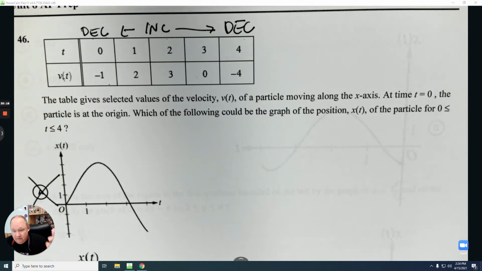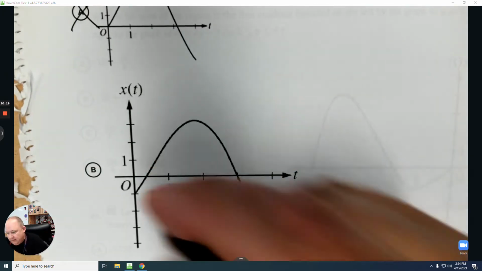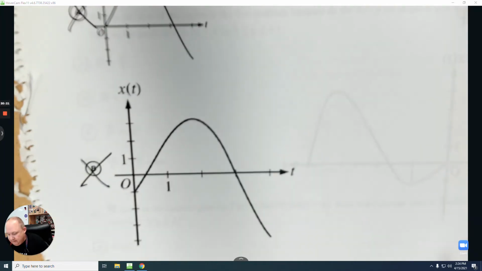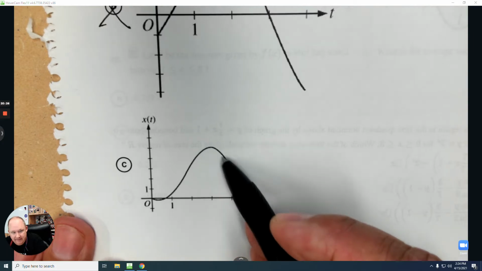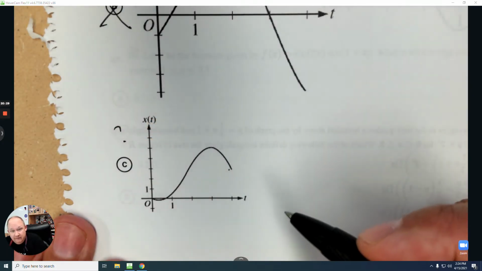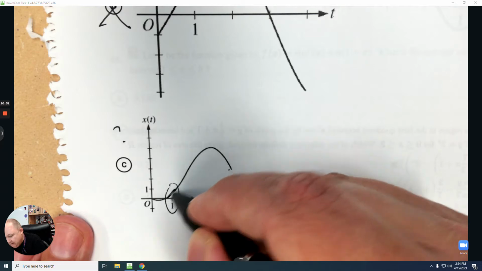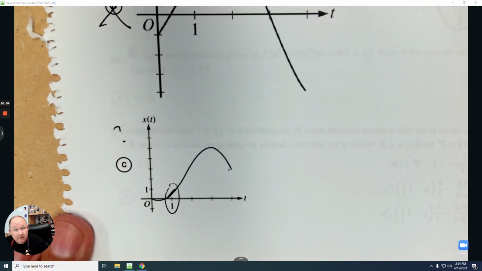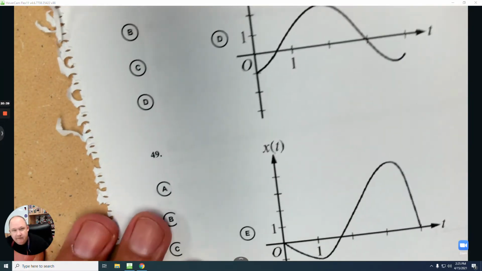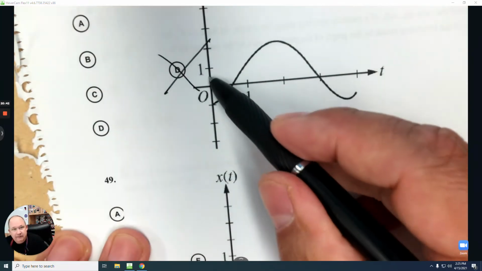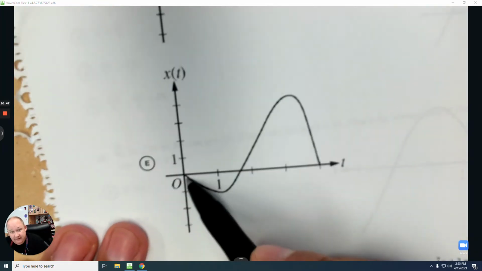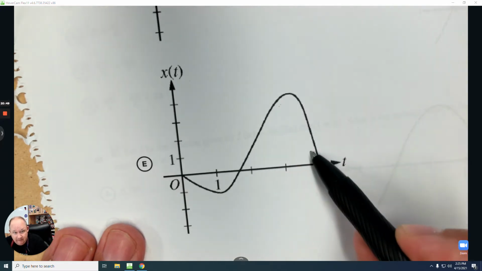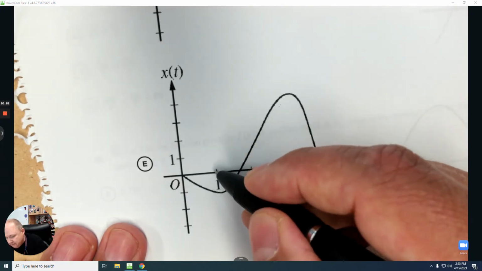Decreases, increases, decreases. So B is not. It has to be falling to begin with. C, notice how it decreases, increases, and then decreases. This one matches. And notice at 1, we have a positive value for the slope. If I turn the page, D is wrong because it needs to be decreasing, then increasing, then decreasing. Now this one is right. This is decreasing, increasing, and then decreasing. So that matches, but this does not match.